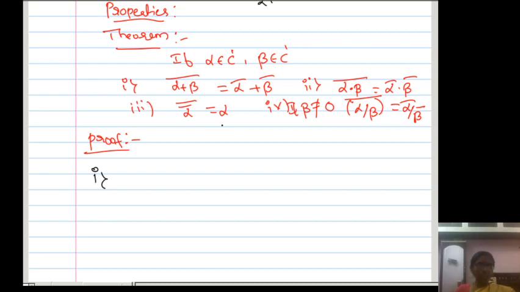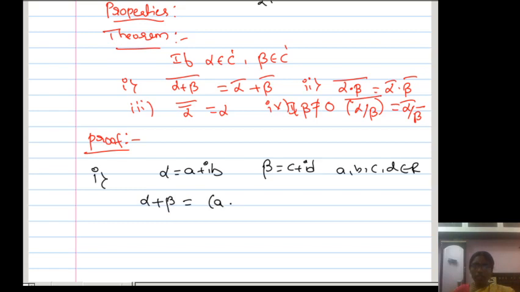So let us see here, alpha is what? A plus iB. Let us assume beta is equal to C plus iD, where A, B, C, D belong to the real numbers. Now what is my LHS here? Alpha plus beta, first we are finding. Alpha plus beta is A plus iB plus C plus iD. Just do the addition. You get A plus C, plus i common, B plus D. The real part is A plus C, the imaginary part is B plus D, adding the real parts and adding the imaginary parts. So now alpha plus beta is this.